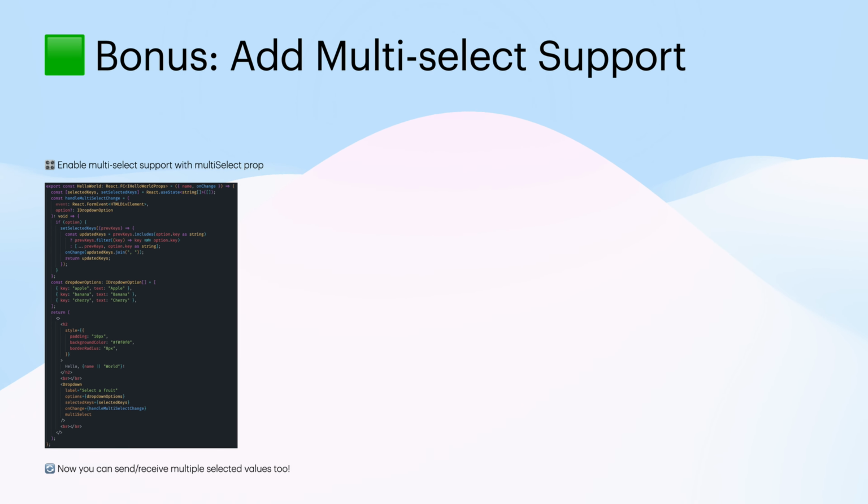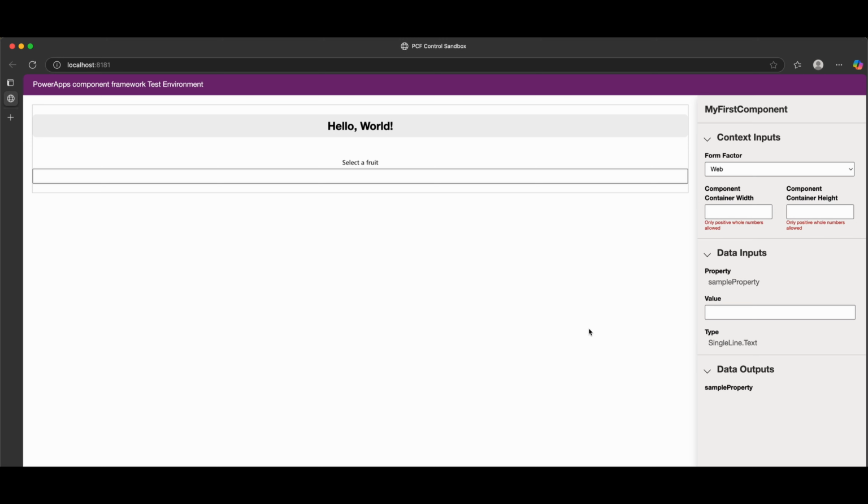Want to go a step further? Let's add multi-select support. Just set the multiSelect prop to true in the dropdown component and update your logic to handle arrays of values. In this sample, we are tracking selected keys in an array and sending a comma-separated list back to the Power Apps. That's it. Now your dropdown can accept multiple selections with ease.